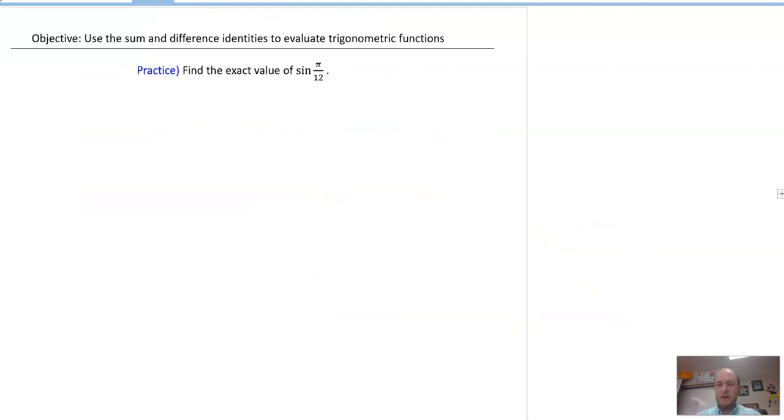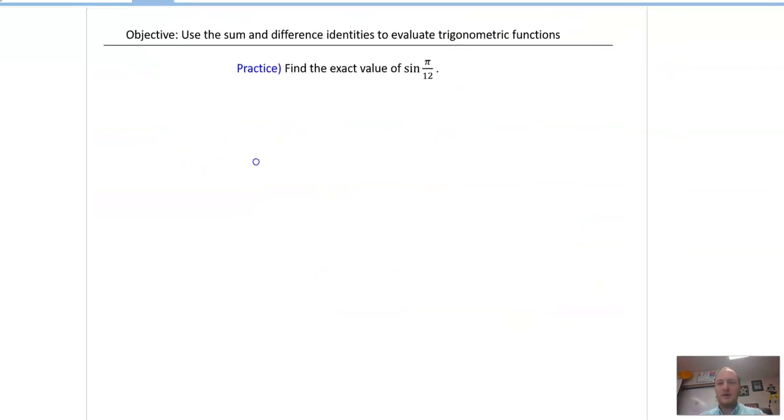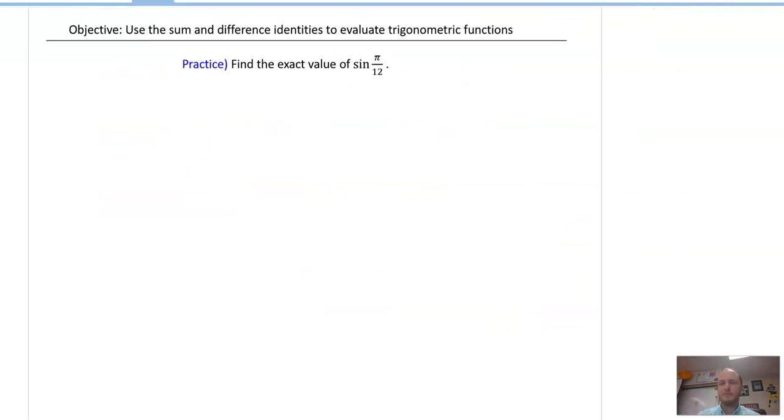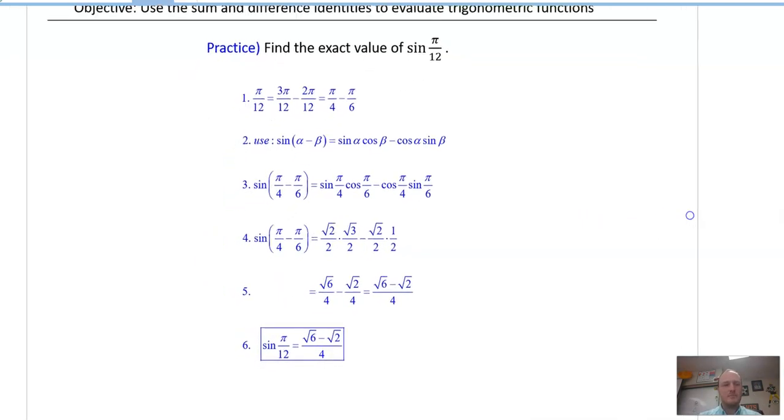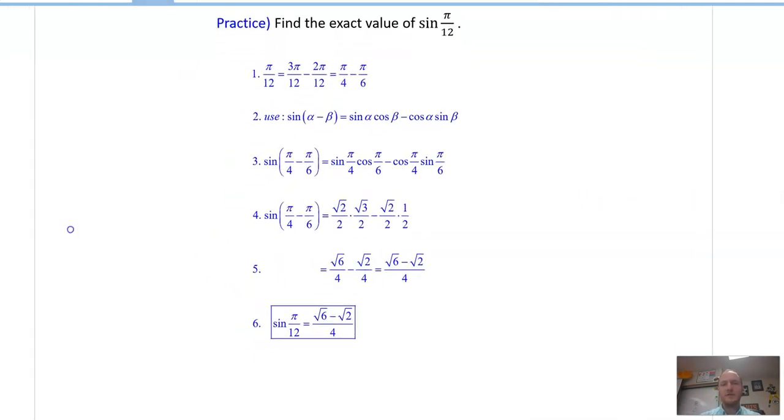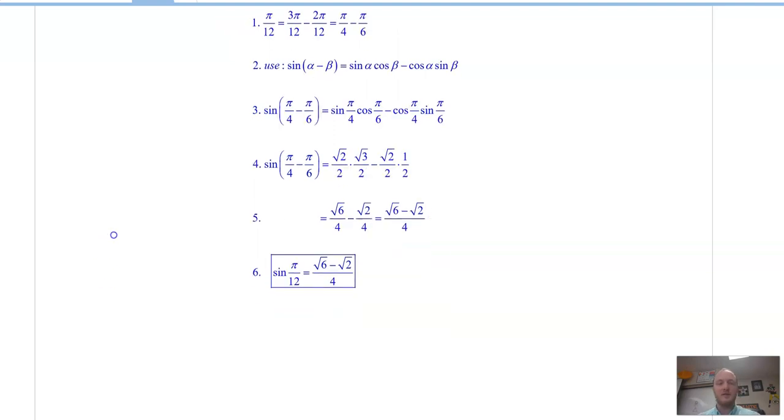All right, here is a practice problem. Please go ahead and solve this one. Okay, hopefully you paused it. Here is the solution. So you have pi twelfths is equal to 3 pi over 12 minus 2 pi over 12. You could also, again, use 4 pi over 12 minus 3 pi over 12, which would be pi thirds minus pi fourths. You could do that as well, but you should get the same answer. So root 6 minus root 2 over 4.